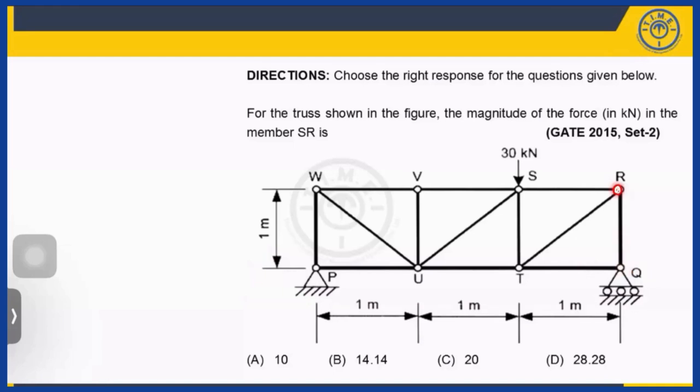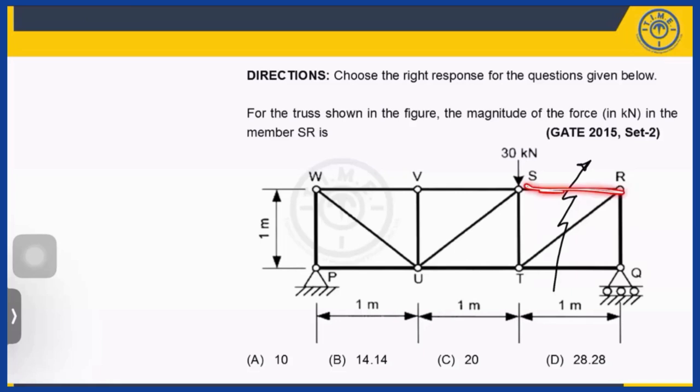Then you will move to this joint. Then you will reach at this point. But the advantage of the method of section is, you can calculate the force in any intermediate member without calculating the force in other members. That means if you want to calculate the force in the SR member, just cut this cross section, or cut this truss into two halves from this point.